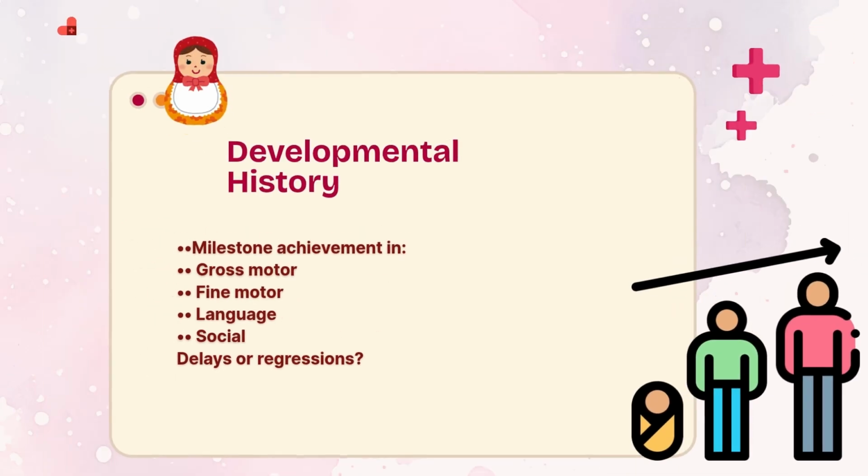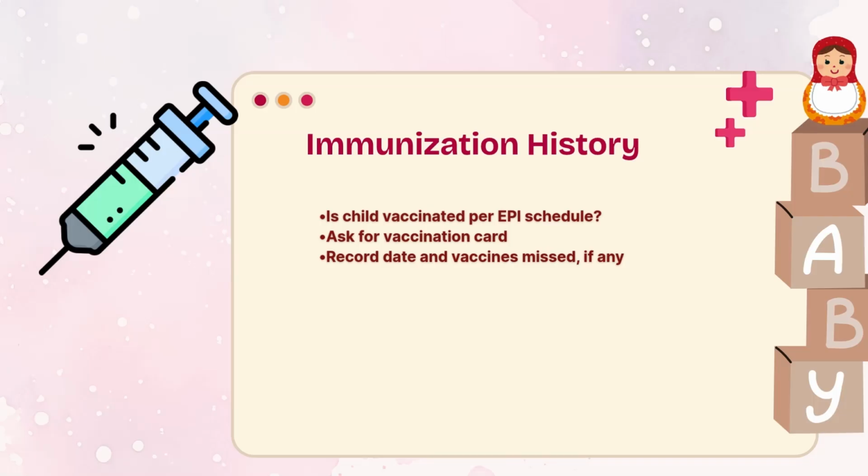Now for the developmental history, you can ask about the milestone achievement in gross motor, fine motor, language, social. Were there any delays or regressions? Did the child sit, crawl, walk, and talk at appropriate ages? Moving towards immunization history, it's crucial to ask about vaccinations, whether the child is up to date and if they have received all routine immunizations according to the local schedule. Ask to see the immunization card if available.